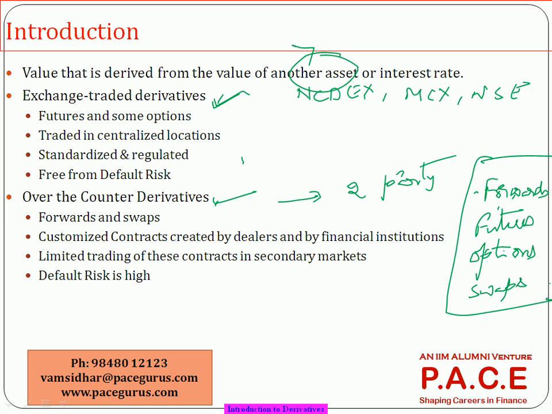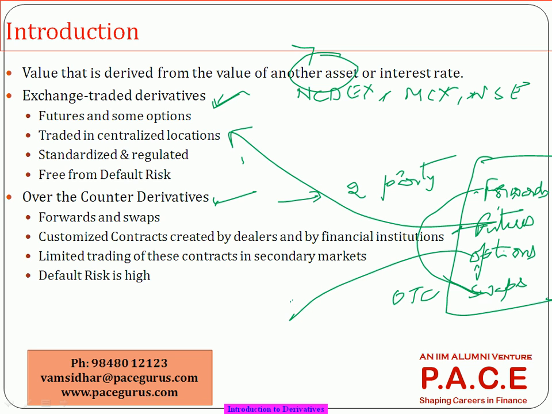But out of these four, these two are always traded on the over the counter market, which is always between two parties, forwards and swaps. Whereas futures is always on the exchange. And options is the most interesting instrument of all. Some of the options are traded on exchange, some of them are traded on over the counter.